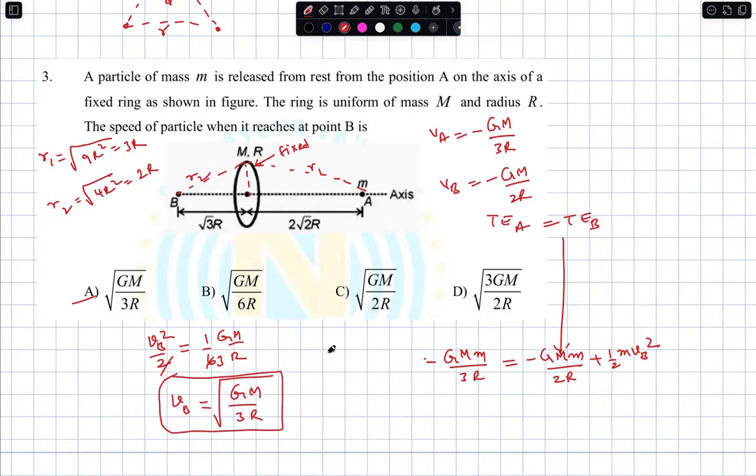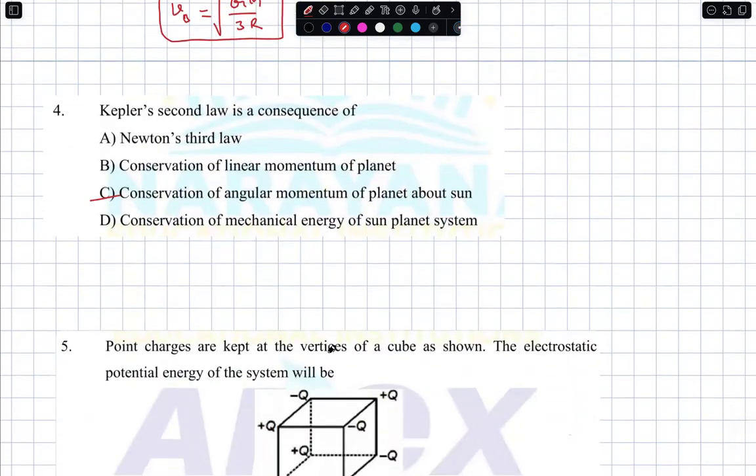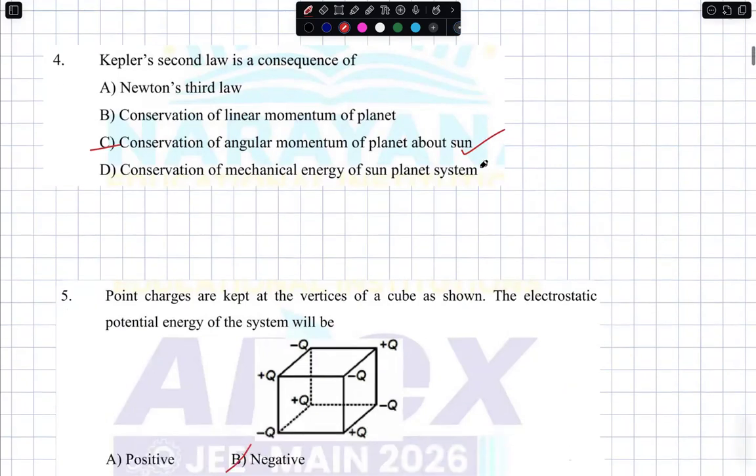G capital M by 3 capital R. That's all. That is the correct answer given. Next, fourth, a very direct question. Kepler's second law is a direct consequence of the law of conservation of angular momentum of the planet about the sun. It is a direct question. No deviation at all. Right.